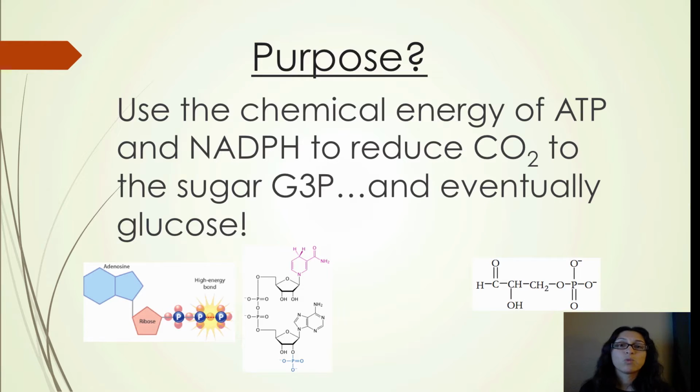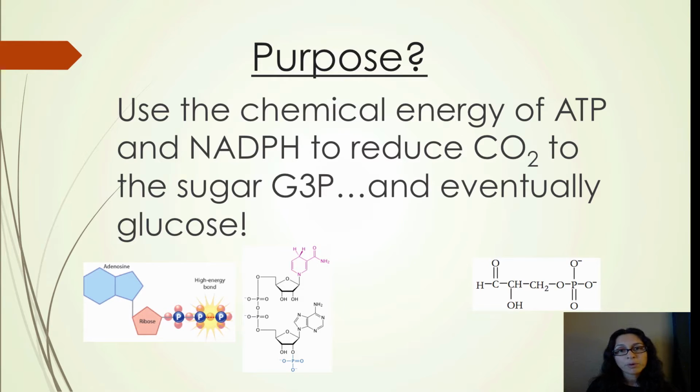So the purpose, why does the Calvin cycle happen? The Calvin cycle is going to take the ATP and the NADPH, and it's going to use that to reduce carbon dioxide to make the sugar G3P. So there's a few key things to hit upon here for this purpose. The fact that it's reducing. So reduction means adding hydrogens, which is adding electrons, which is therefore adding energy.